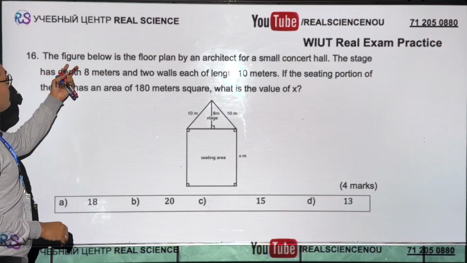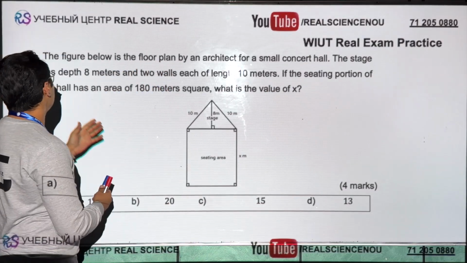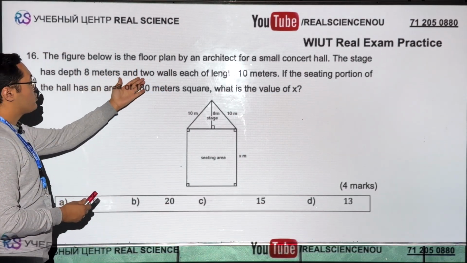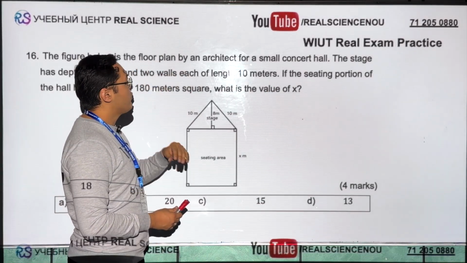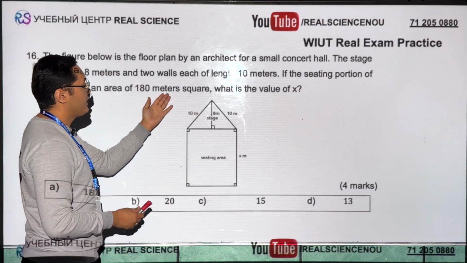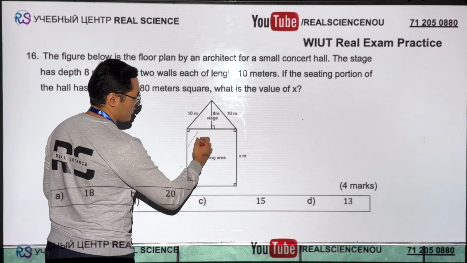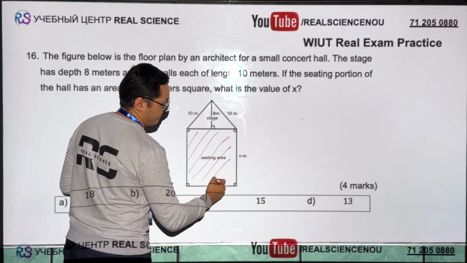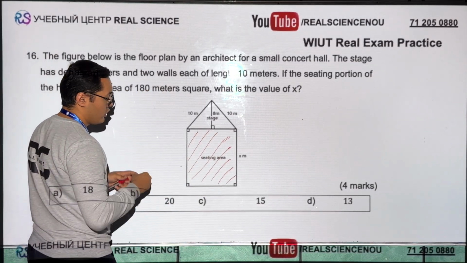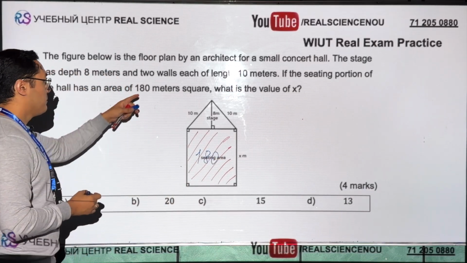See here that the figure below is the floor plan by an architect for a small concert hall. The stage has depth 8 meters and two walls, each of length 10 meters. If the sitting portion of the hall has an area of 180 meters squared, what is the value of x? So this sitting area, this whole thing, is equal to 180 meters squared.